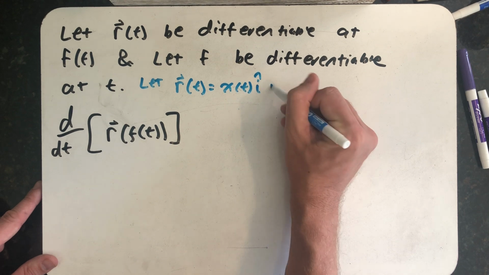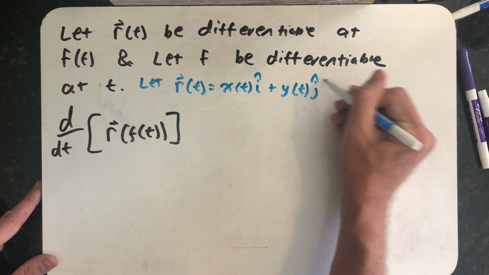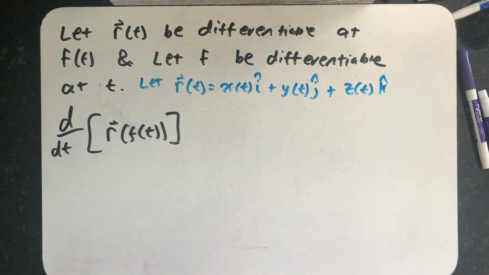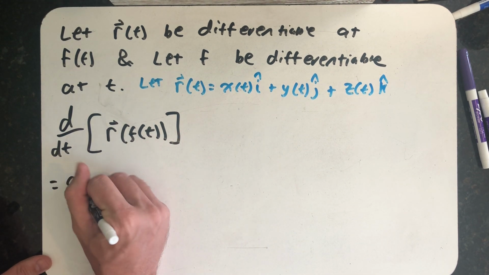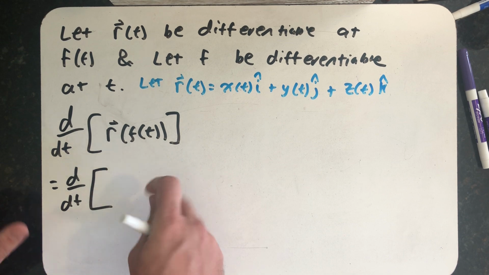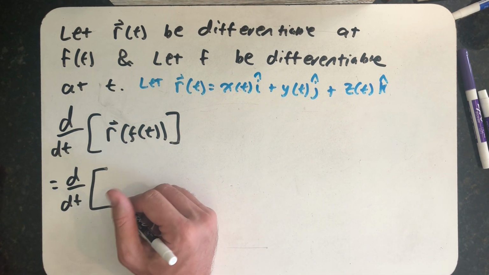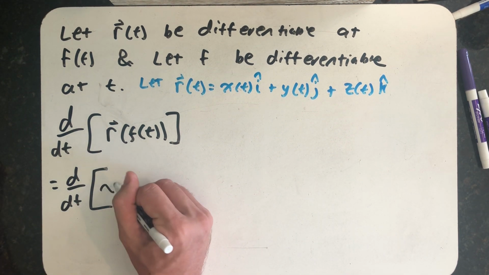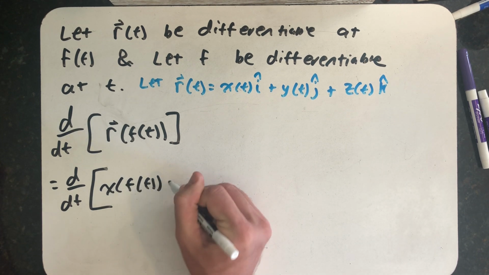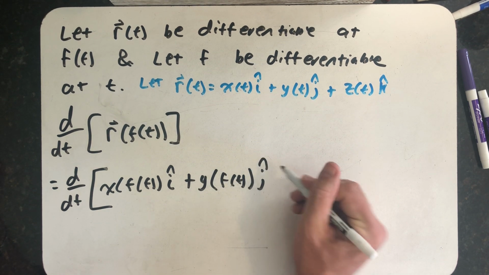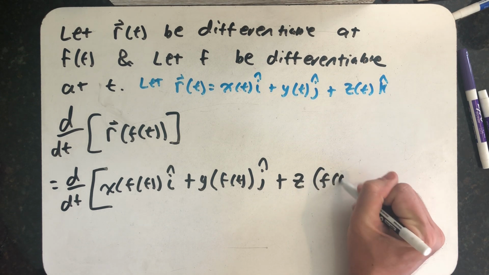x of t i plus some function y of t j. But one thing we should note is that if r is differentiable at f, then x, y, and z all have to be differentiable at that function f. So another way of thinking about this question is to rewrite it as the derivative of, well, I'm plugging f into r of t, so I can just simply do that in all three components. So I'm really taking the derivative of x of f of t i plus y of f of t j plus z of f of t k.